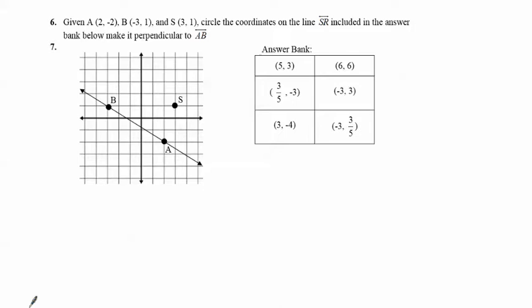In problem 7, these points are given in the problem, but they've also been plotted down here for us. So what they're saying is they want to make sure you know which point is which. And they're asking you to circle the coordinates on line SR.